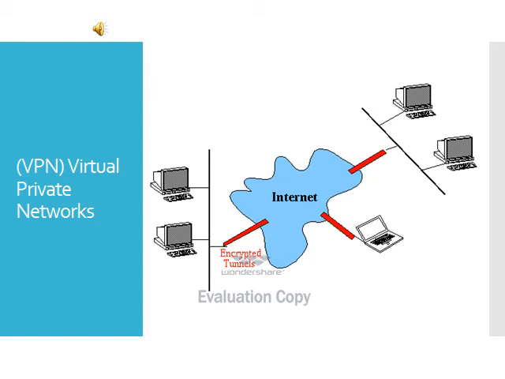A VPN uses an unsecure network like the internet and creates a secure network by encrypting all data that is sent between the device and the network.